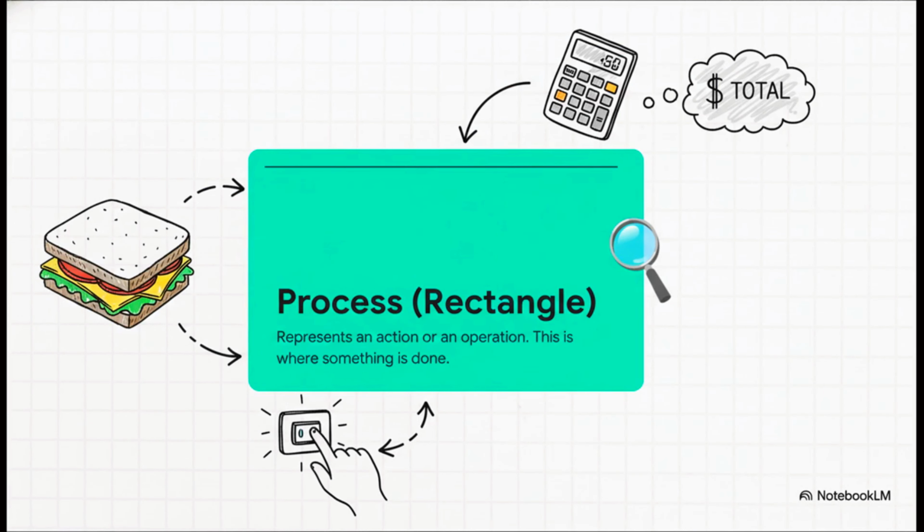Next up, we've got the real workhorse of the flowchart, the rectangle. This is the process symbol. This is where the action happens. It's the doing part. Calculate the total, turn on the light, make the sandwich. Any direct command or action goes inside one of these rectangles.